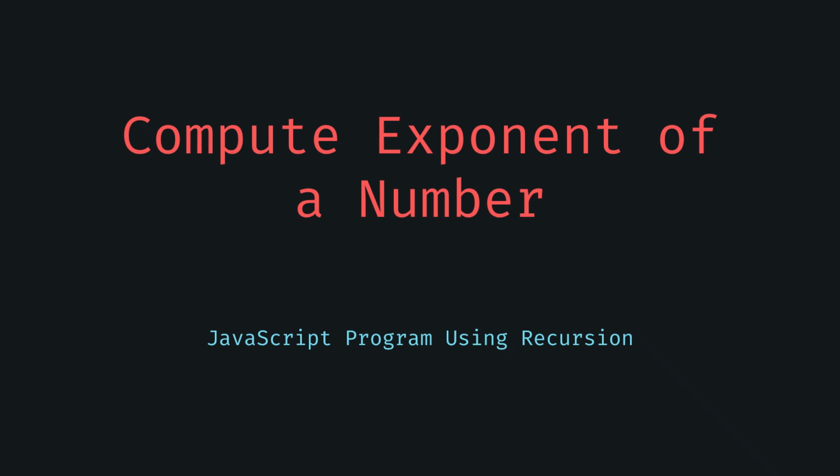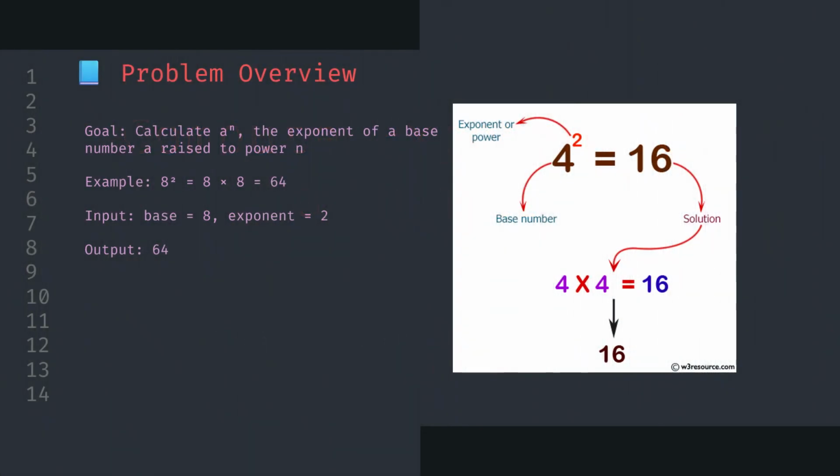First, let's understand the problem. We want to find the result of a base number raised to the power using recursion. For example, 8 squared equals 8 times 8, which is 64. We'll use a recursive approach, breaking down the explanation one step at a time.